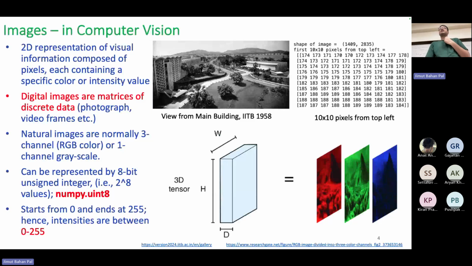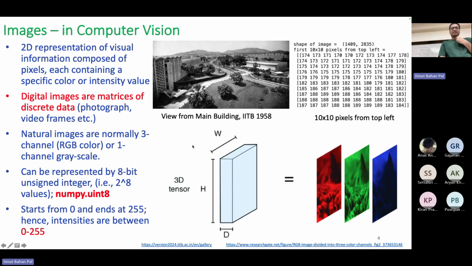So what are images? How many of you have done CNNs before? Okay. Images are 2D representations of visual information composed of pixels, each containing a specific color or intensity value. For example, this image of the main building in grayscale will have a 2D matrix as its representation. So digital images are matrices of discrete data, for example, photographs, video frames, etc.